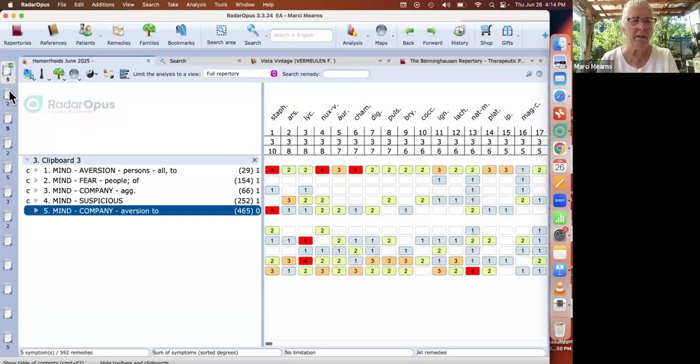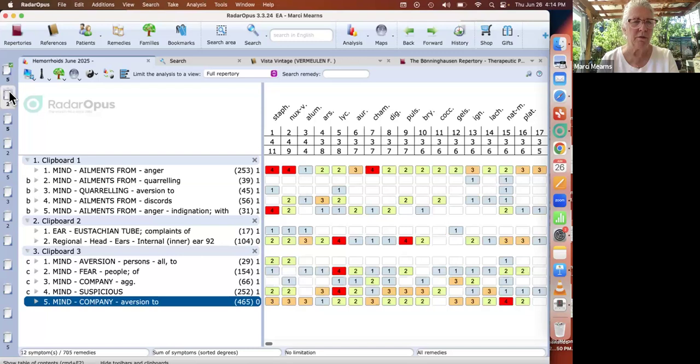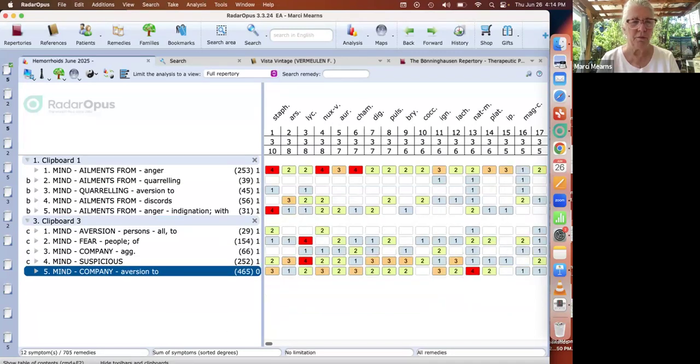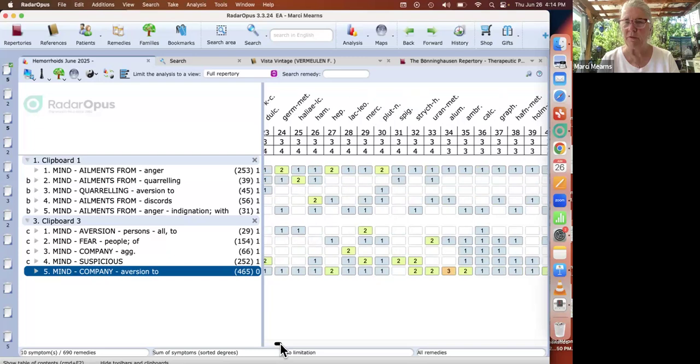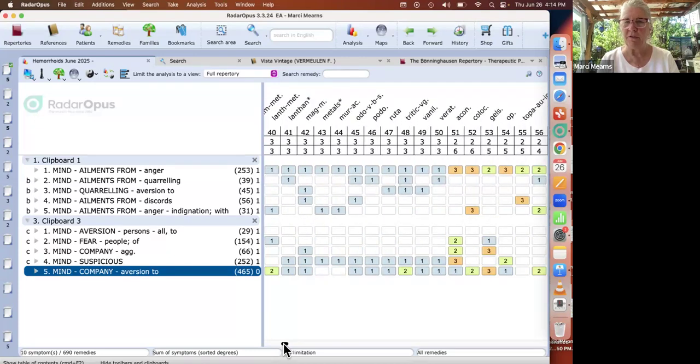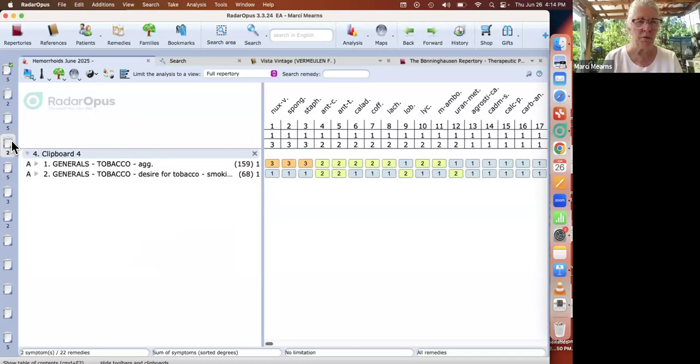So if I bring back my first couple of clipboards, I've now got 4 symptoms total. And I would argue the eustachian tubes are a sidebar at this point, so I'm just going to close them down. So here's all the mentals and the etiology. And when we look at it that way, with 3 symptoms, yeah, I've got a lot of choices here. I got 50 remedies included just with the mentals. Okay. And this is the smoking one. Okay.